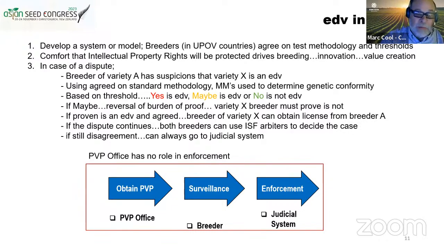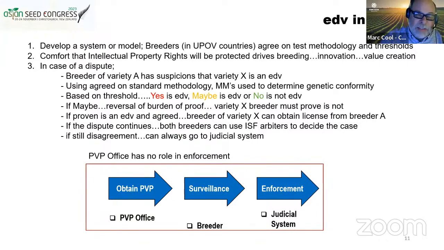But there can be disputes. When there is a dispute, so let's say that breeder of variety A has suspicions that variety X is an EDV, what do they do? Number one, they can use an agreed-on standard methodology, use molecular markers, and determine this genetic conformity or similarity using ISF methods for these 6 crops I mentioned, and try to use other methods to show genetic similarities which are acceptable by both parties. Based on the threshold that you've established, it can either clearly be an EDV or clearly not be an EDV, or it can be within that bandwidth of, well, it's really close, but not sure if it really is essentially derived or dependent or genetically conform. We need to look further into that.